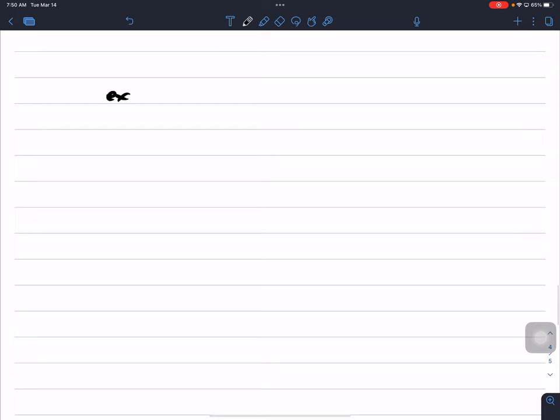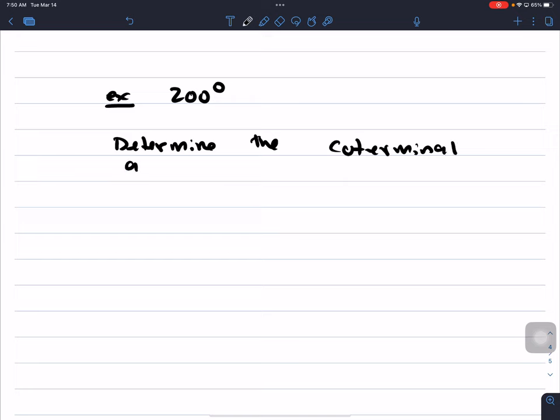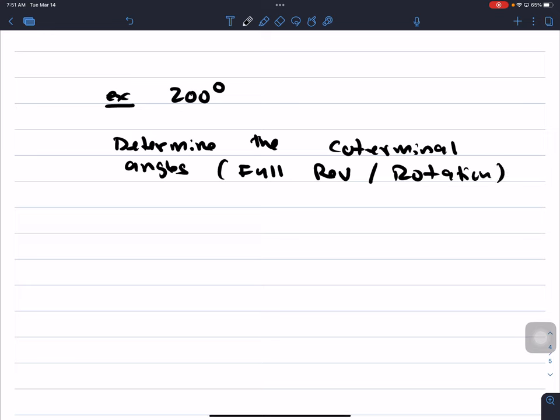So, for example, let's say you're now going to take, I don't know, a 200-degree angle. Okay? Determine the coterminal angles for what? Revolutions or rotations, whatever you want to call it. Determine these coterminal angles when n equals 1, 2, 5, -1, -2, and -10.